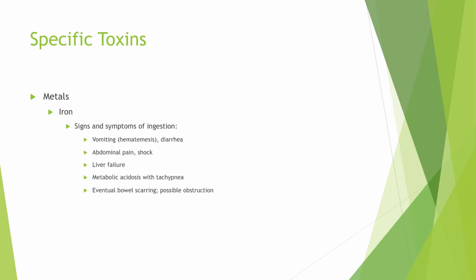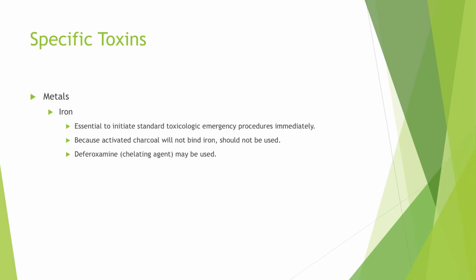Signs and symptoms are vomiting, bloody vomiting, diarrhea, abdominal pain, and shock if there's too much bleeding. It also can lead to liver failure, so it's rough on that, and you might see some eventual bowel scarring, obstructions, and metabolic acidosis with rapid respirations. It's essential to initiate all the procedures. Activated charcoal will not bind to the iron, so we don't use that again. Deferoxamine, a chelating type of agent, could be used to help break things down.